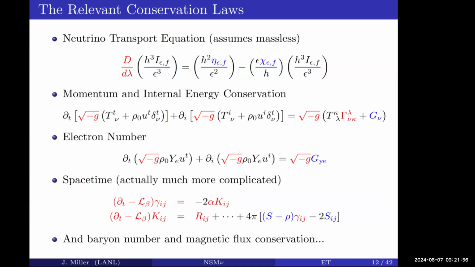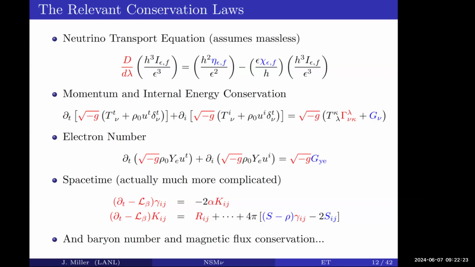Yes? What's the big D? The first equation? Good question. That is an advective derivative in radiation space. So this d by d lambda, I'm going to flash that equation later on. It's essentially a short note for the geodesic equation. The question was, what is the big D in the neutrino transport equation?